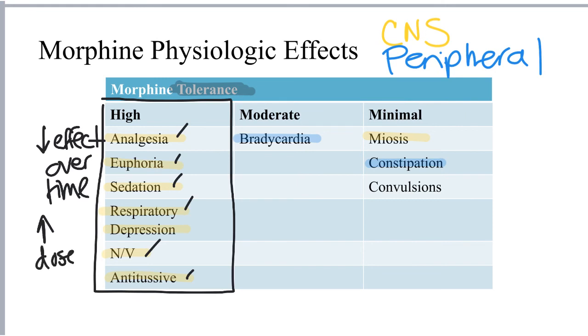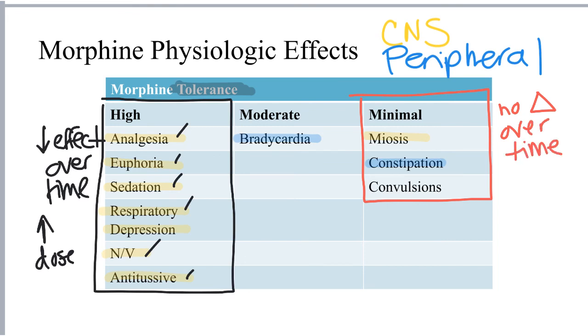There is moderate tolerance that develops to the bradycardic effects, and therefore over time, the use of morphine has less and less of an effect on the heart muscle. However, there is minimal tolerance that develops to the effects of miosis, constipation, and the convulsant effect of morphine. This means that over time, even after repeated use, the effects of morphine to cause miosis and constipation continue. And with higher doses of morphine, these effects become even more pronounced and even more problematic.